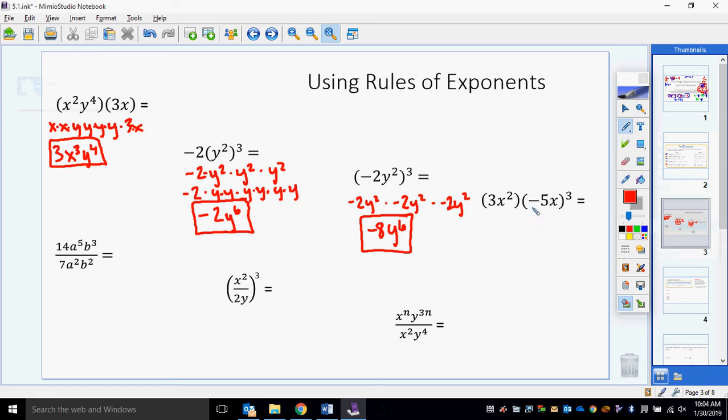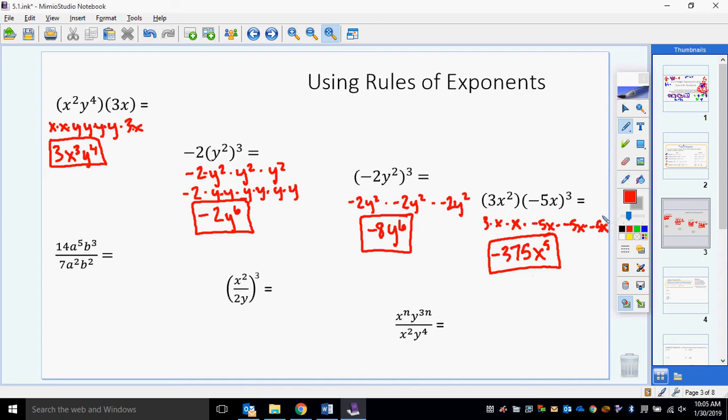All right, on this next one, let's write it out the long way and then talk about the rule. So I have 3 times x squared, which means x times x, being multiplied times negative 5x raised to the cubed. So that's negative 5x 3 times. So how many x's are actually being multiplied here? I have 1, 2, 3, 4, 5 x's being multiplied, so that's x to the 5th. I have a negative 5 times a negative 5, so that would be 25, times another negative 5, so that would be negative 125. A negative 125 times the 3, remember we can just multiply numbers, would be negative 375.